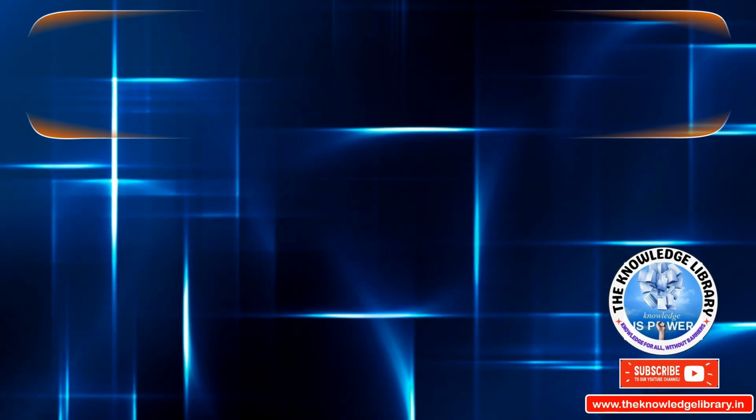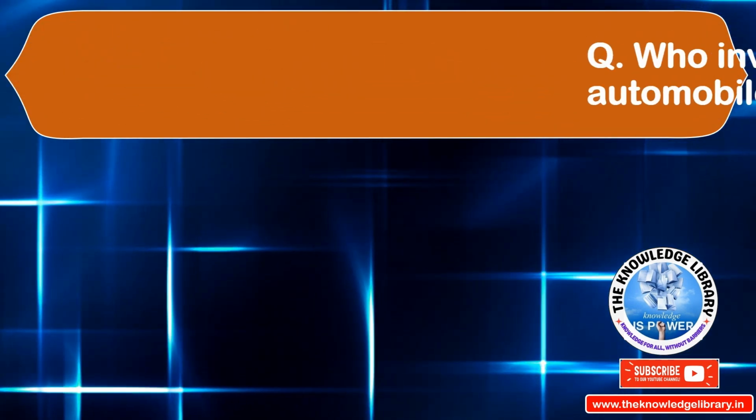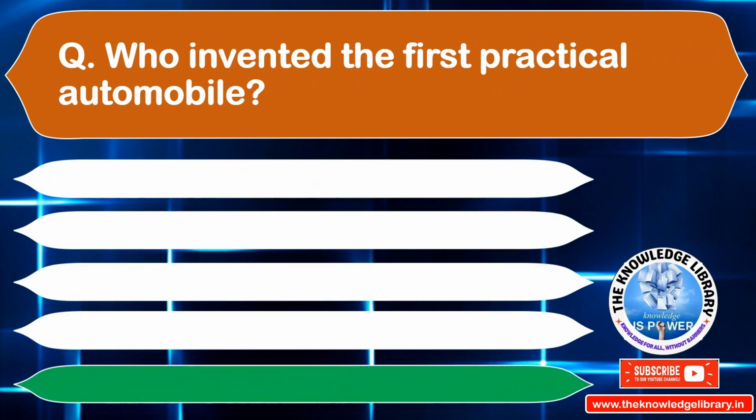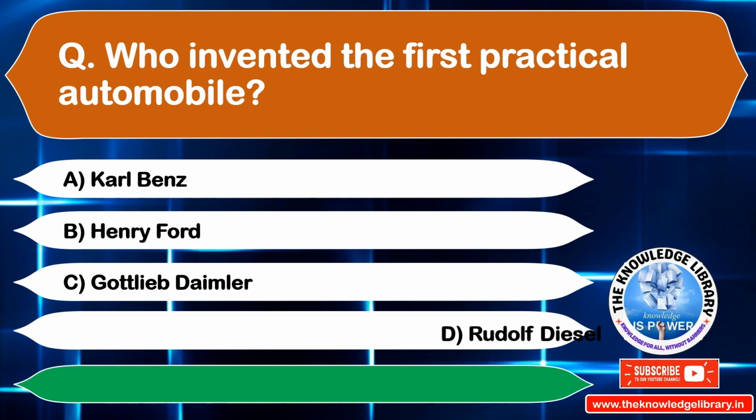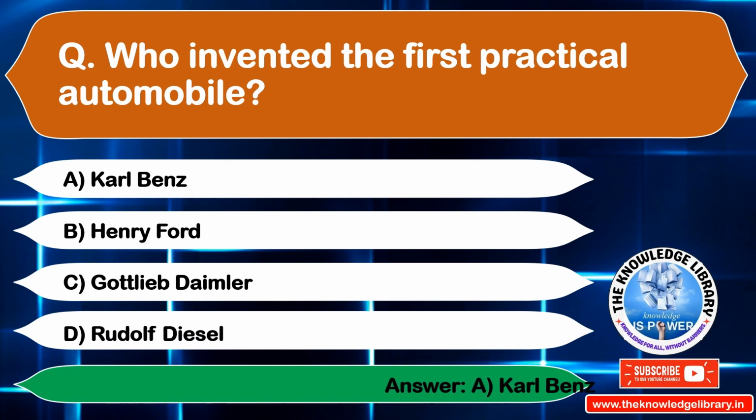Moving to the next question. Who invented the first practical automobile? Option A, Carl Benz. Option B, Henry Ford. Option C, Gottlieb Daimler. Option D, Rudolf Diesel. The correct answer is option A, Carl Benz.